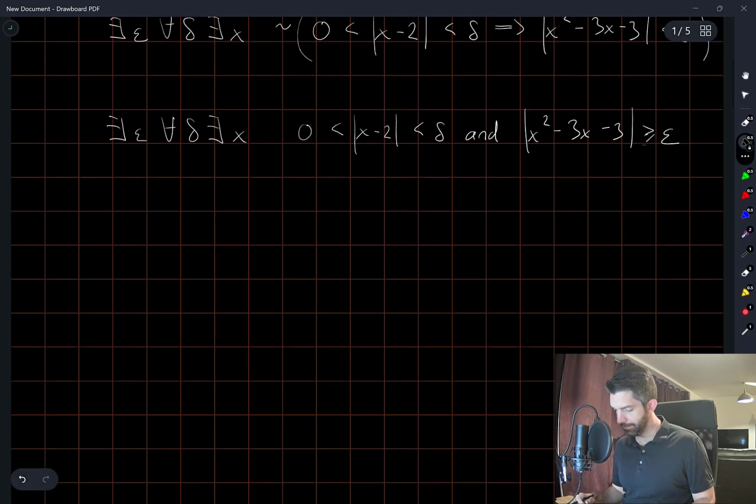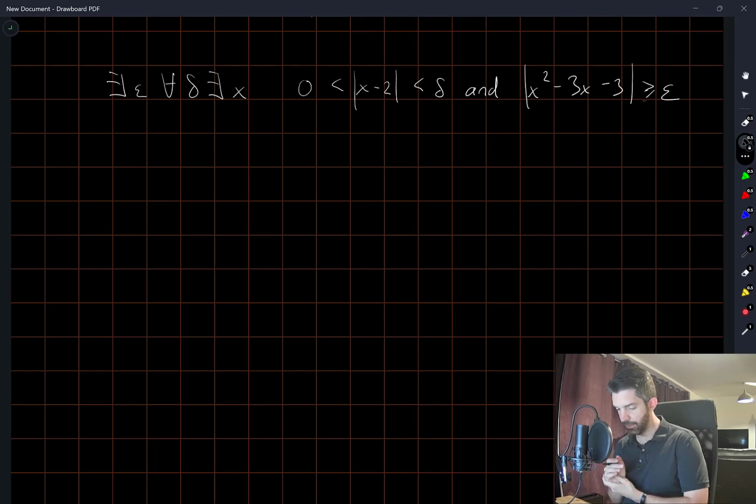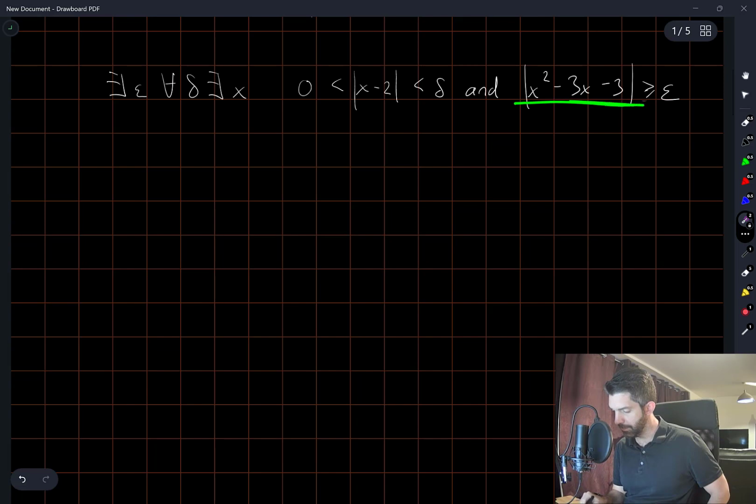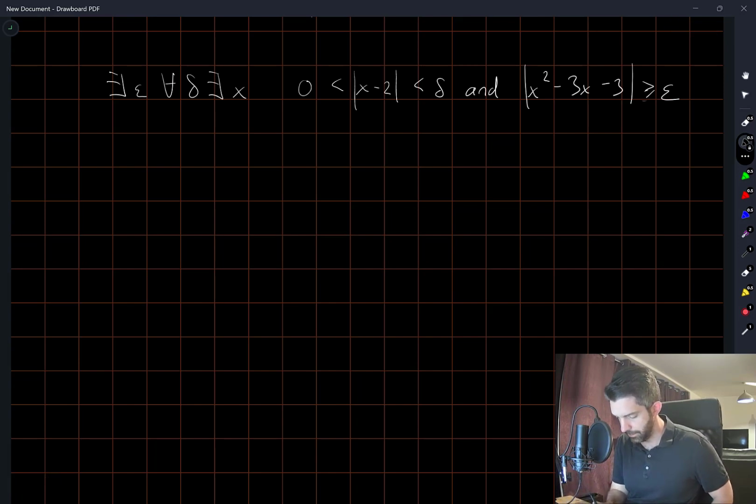Okay. How do I want to do this? Let me think for a second here. I might have to do some rough work, mess around with this expression, maybe factoring it in some way or something like that. But yeah, let me do a little bit of rough work and see what I can come up with.